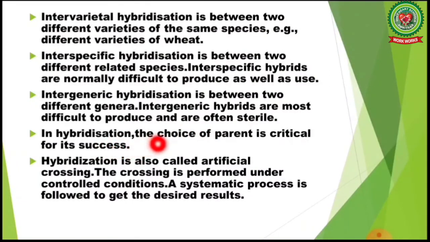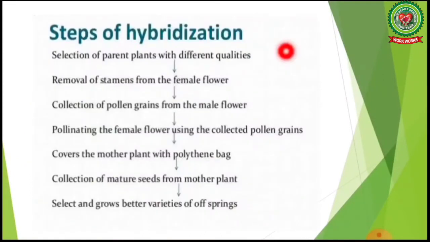In hybridization, the choice of parents is critical for its success. Hybridization is also artificial crossing. The crossing is performed under controlled conditions. A systematic process is followed to get the desired results. Now, various steps of hybridization. First, two healthy plants with the desired characters are selected. Then, parent plants are grown separately to avoid cross pollination. One parent plant is used as a female plant and the other plant is used as a male plant.